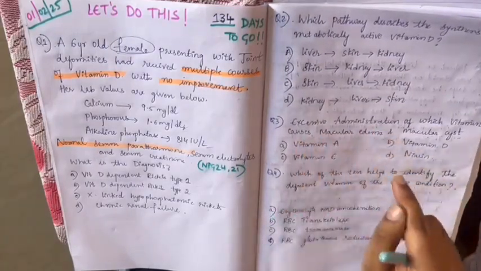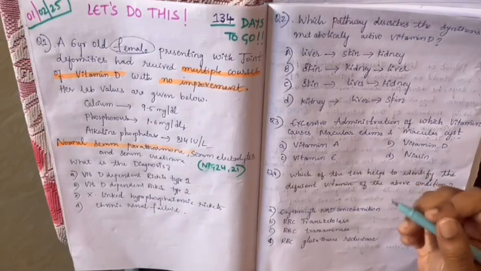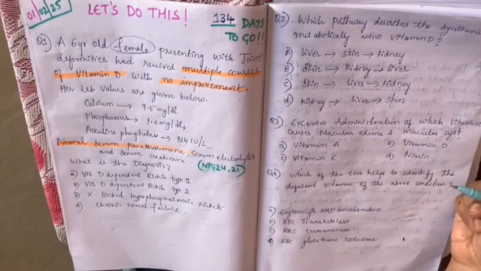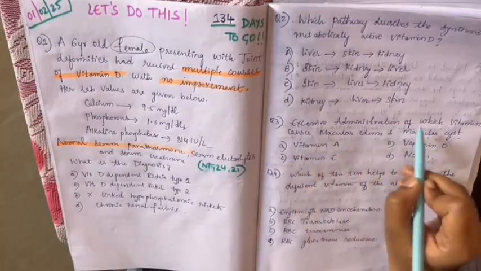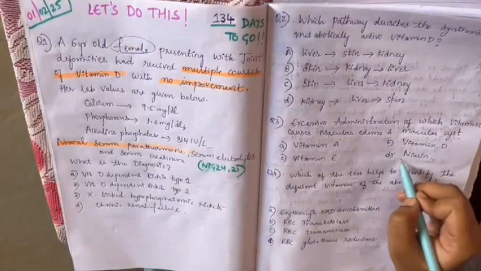quantities. Vitamin questions not only ask regarding the deficiencies, but they also ask regarding the toxicities. Here, excessive administration of which vitamin causes macular edema and macular cyst? Here the answer is niacin.